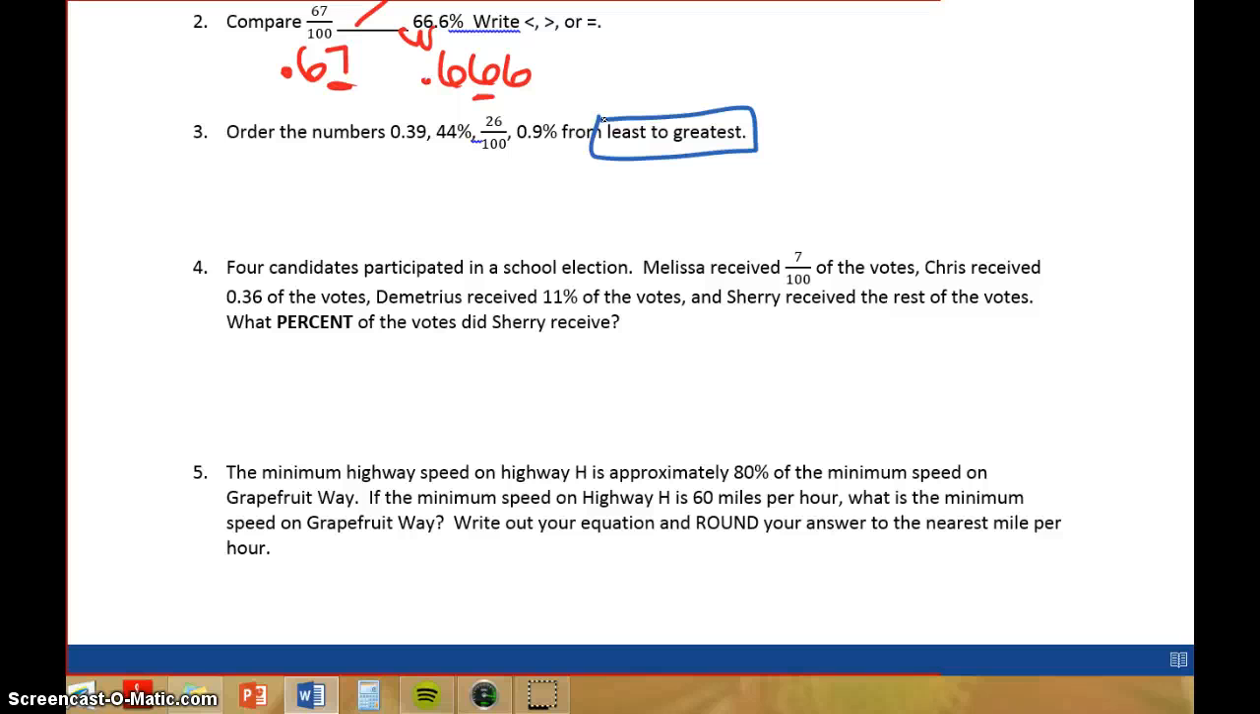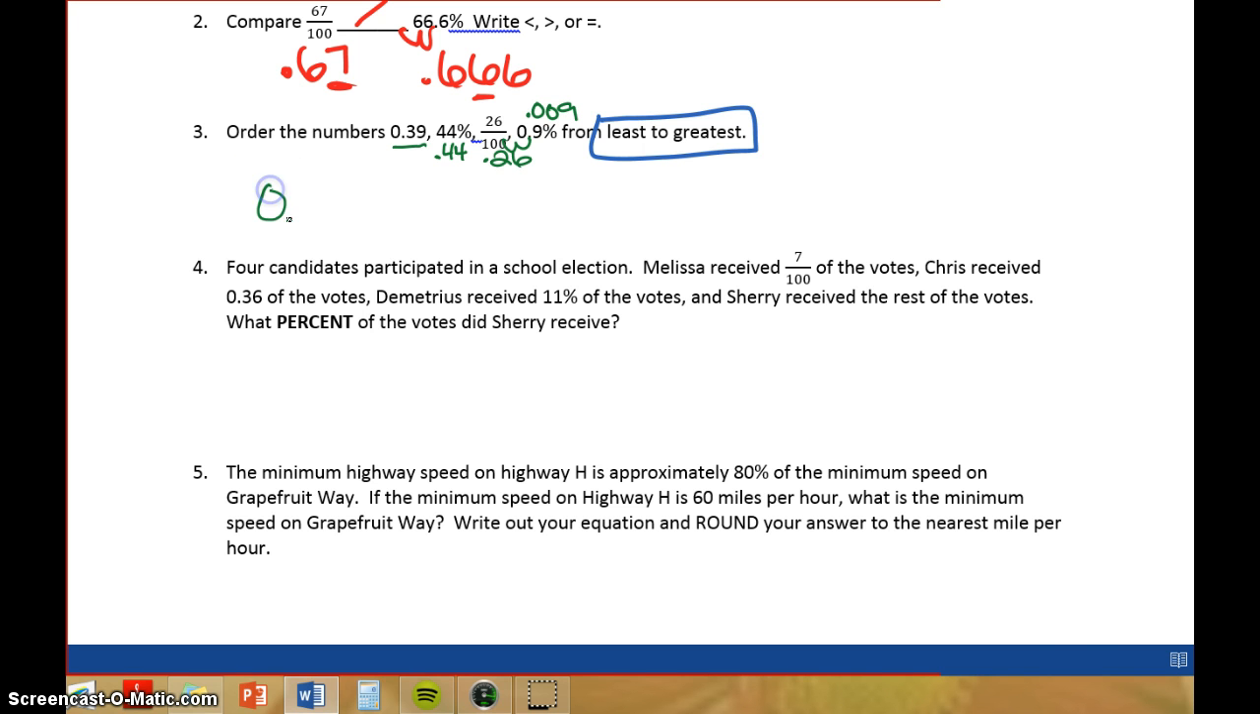So I'm going to change these all to decimals, and when I do that, I end up getting 0.39, I'm going to keep that the same. This is 0.44. This is 0.26 or 26 hundredths, and this is 0.009 or 9 thousandths.